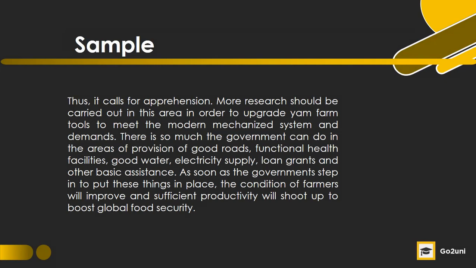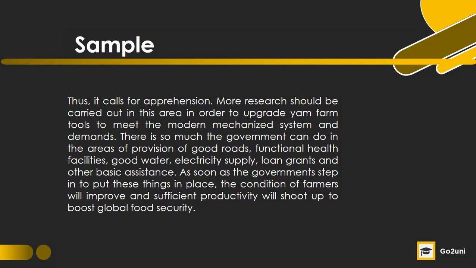More research should be carried out in this area in order to upgrade yam farm tools to meet the modern mechanized system and methods. There is so much the government can do in the areas of provision of good roads, functional health facilities, good water, electricity supply, loan grants, and other basic assistance. As soon as the government steps in to put these things in place, the condition of farmers will improve and sufficient productivity will shoot up to boost global food security.